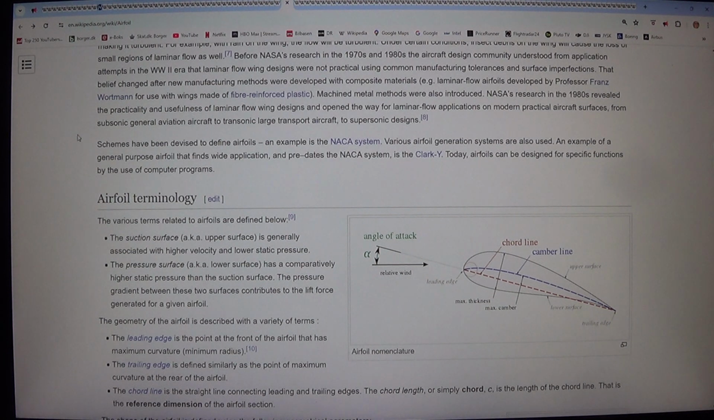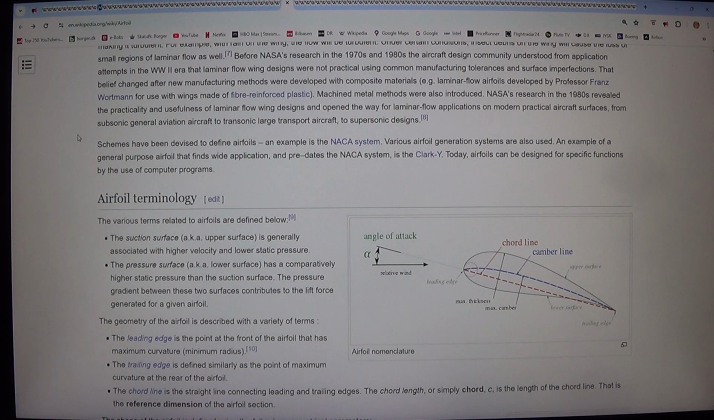NASA's research in the 1980s revealed the practicality and usefulness of laminar flow wing designs and opened the way for laminar flow applications on modern practical aircraft surfaces, from subsonic general aviation aircraft to transonic large transport aircraft, to supersonic designs. Schemes have been devised to define airfoils.